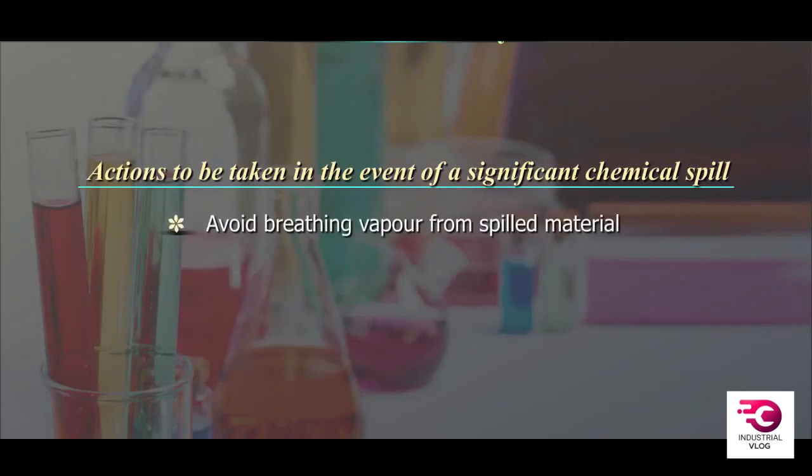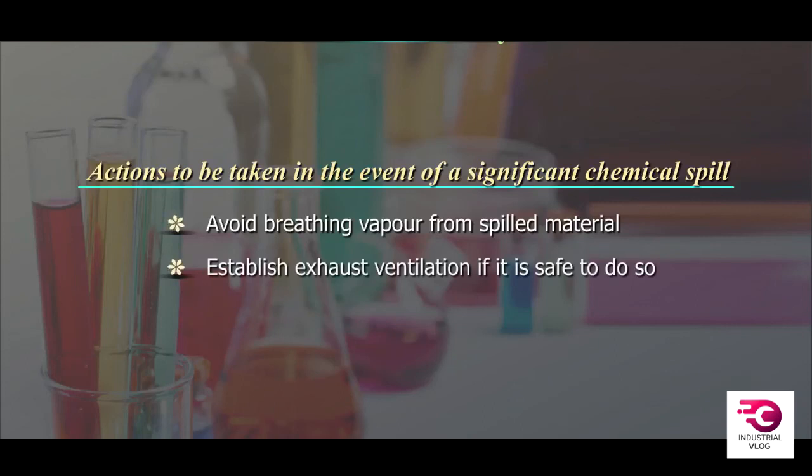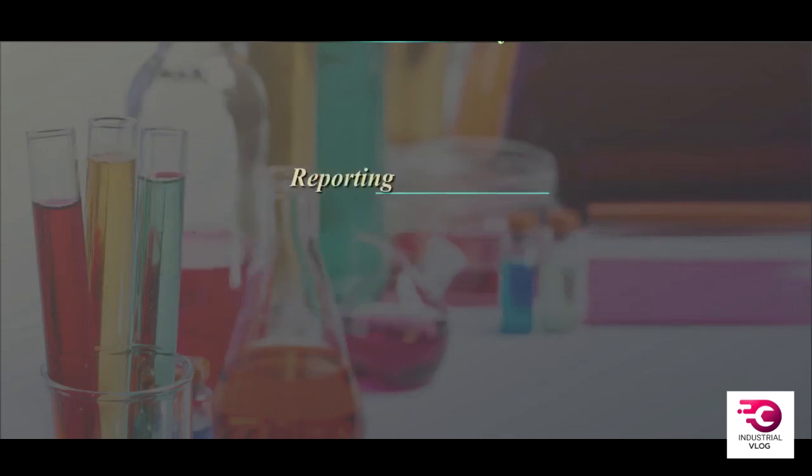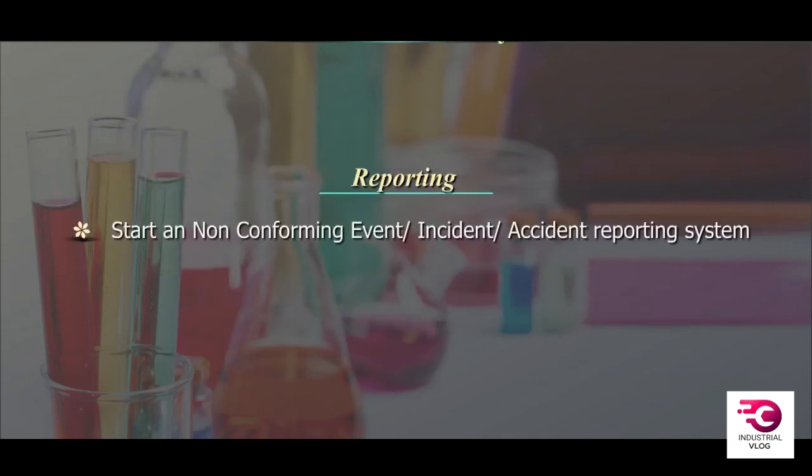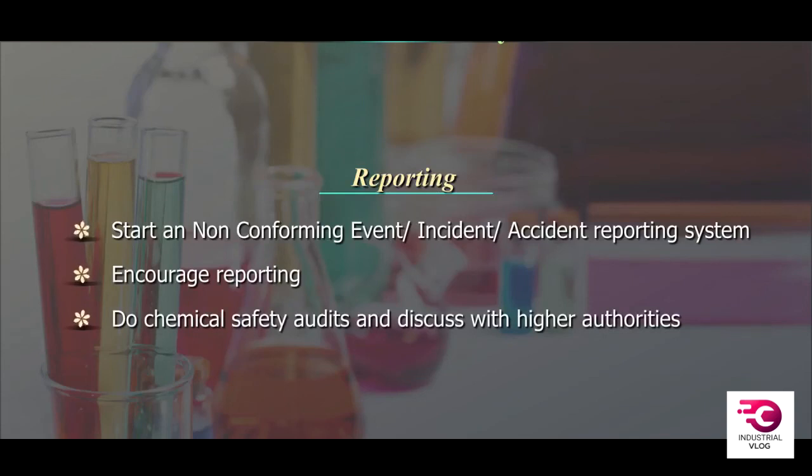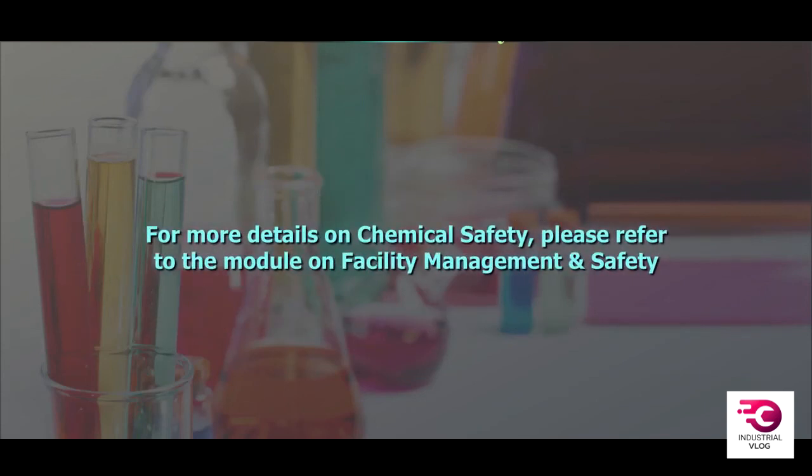Avoid breathing vapor from spilled material. Establish exhaust ventilation if it is safe to do so. Secure the necessary items to clean up the spill. Reporting. Start a non-conforming event, incident, accident reporting system. Encourage reporting. Do chemical safety audits and discuss with higher authorities. For more details on chemical safety, please refer to the module on facility management and safety.